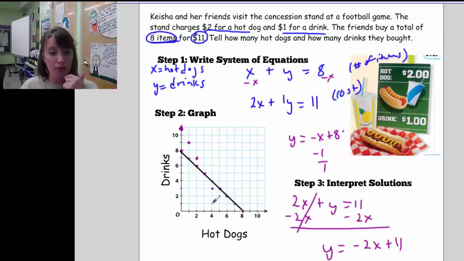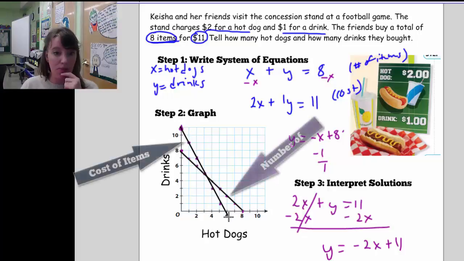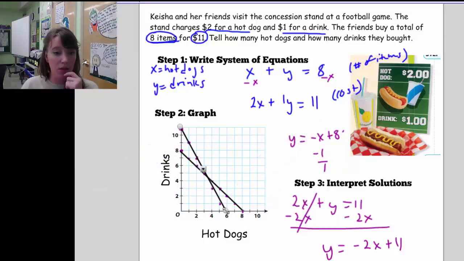So here's, this is my second equation here. And again, I don't want to ever have a negative because my cost can't be negative.